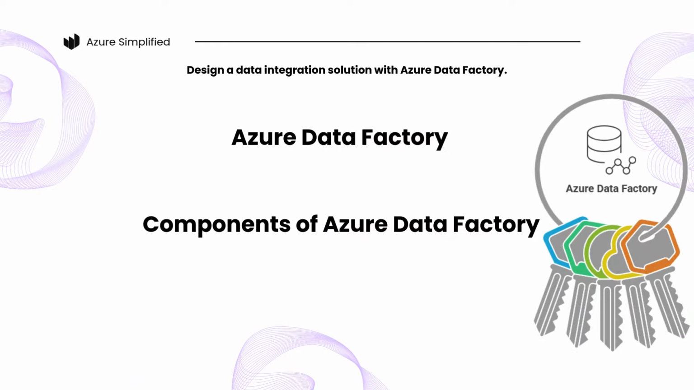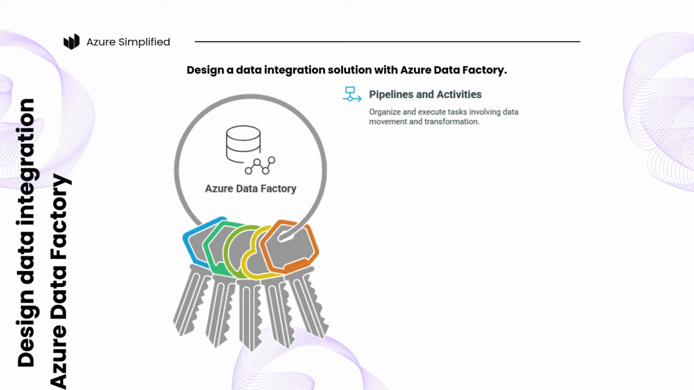Components of Azure Data Factory. Pipelines and activities: pipelines group activities that perform tasks. Activities can involve data movement, transformation, or control operations. Datasets represent data structures within data stores that pipelines work with.